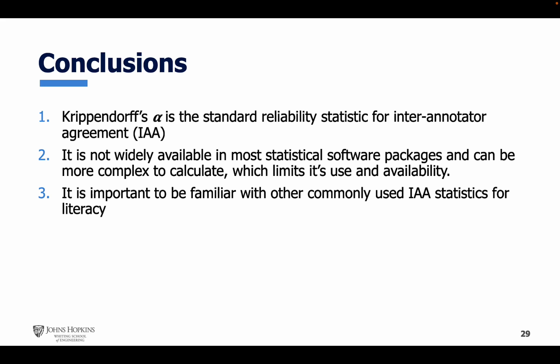So the basic conclusion here is that Krippendorf's alpha is a standard reliability statistic for inter-annotator agreement. That's the one that you should use. We're going to go through calculating all of the measures, but the one that you'll use in practice is Krippendorf's alpha. It is unfortunately not widely available in most of the statistical software packages, and it can be a little bit more difficult to calculate, which you're going to find out as you go through it. And that's what I think limits its use and availability. People are going to use easier measures, not because they're better, but because they're easier. And so I think that's just something for you to consider.